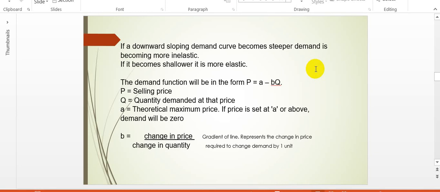The demand function formula is given by P equals A minus BQ, where P is the selling price, Q is the quantity demanded at that price, and A is a theoretical maximum price. If price is set at A or above, then demand will be 0. Then B is given by a formula, change in price divided by change in quantity, which is also the gradient of the line. This represents the change in price required to change demand by 1 unit.